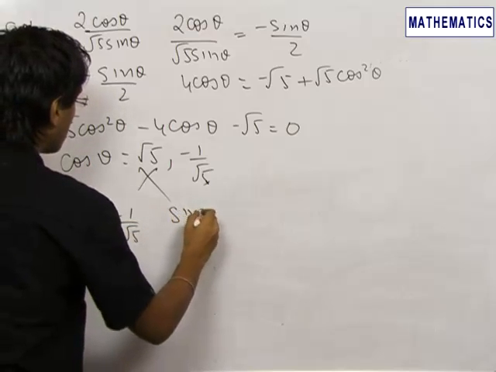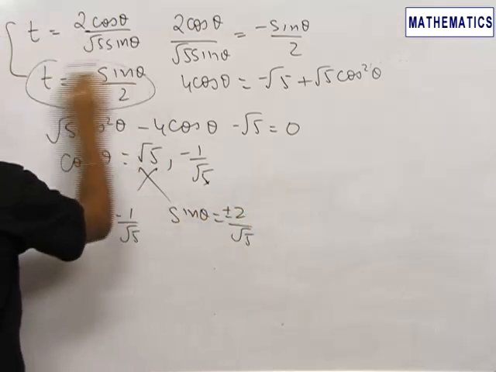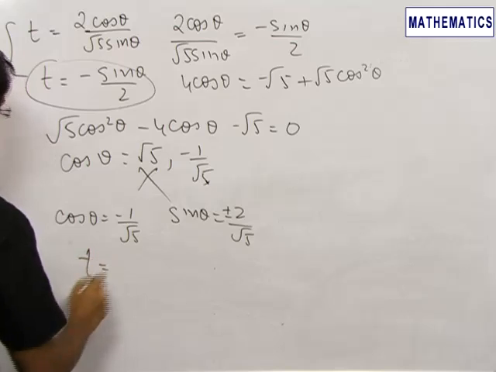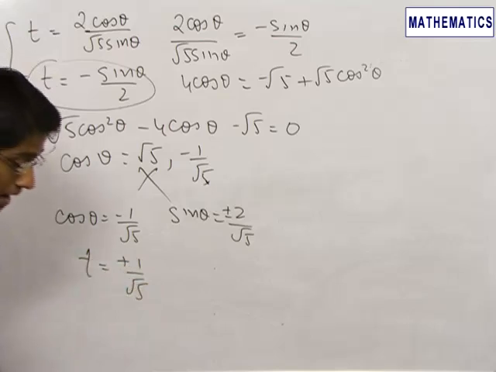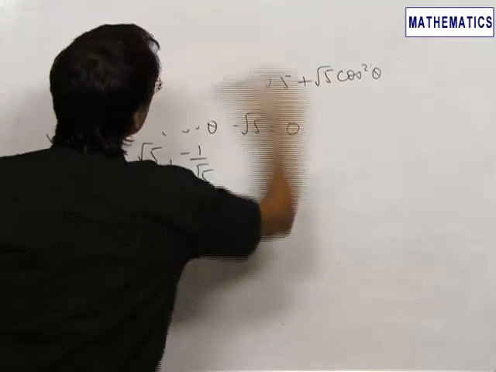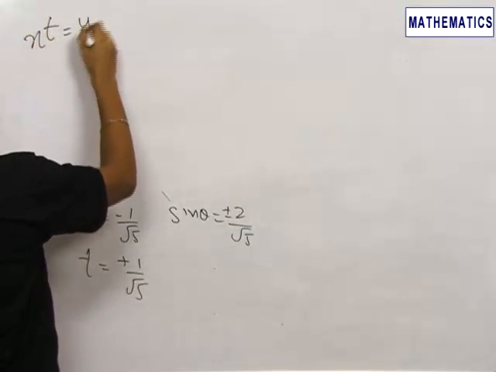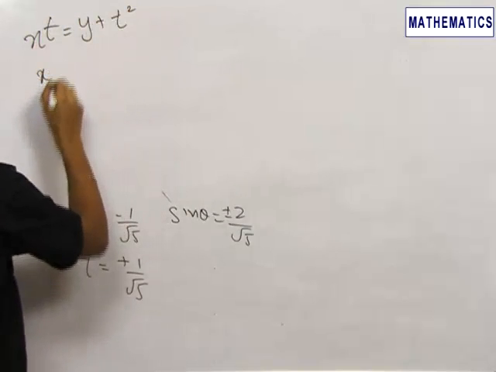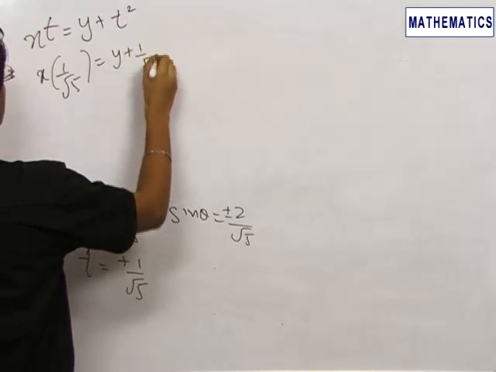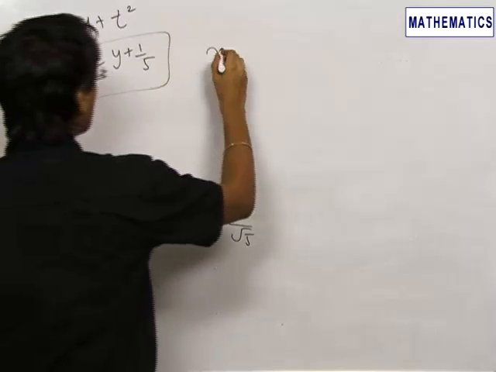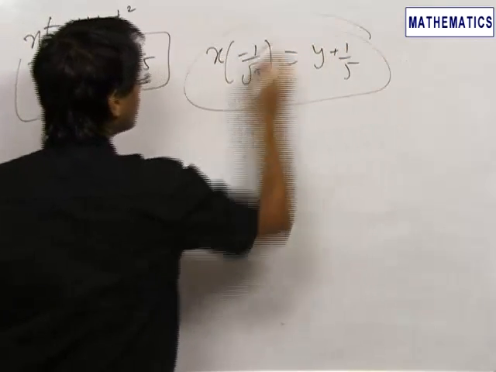So our sin θ is √(1 − cos² θ), that is ±2/√5. Since our t was −sin θ / 2, our value of t is ±1/√5, and hence the equation of tangent can be found out by putting the value of t in yt = x + t² that we wrote earlier, to give x/√5 = y + 1/5. This is the first equation, and the second equation that is possible is −x/√5 = y + 1/5.